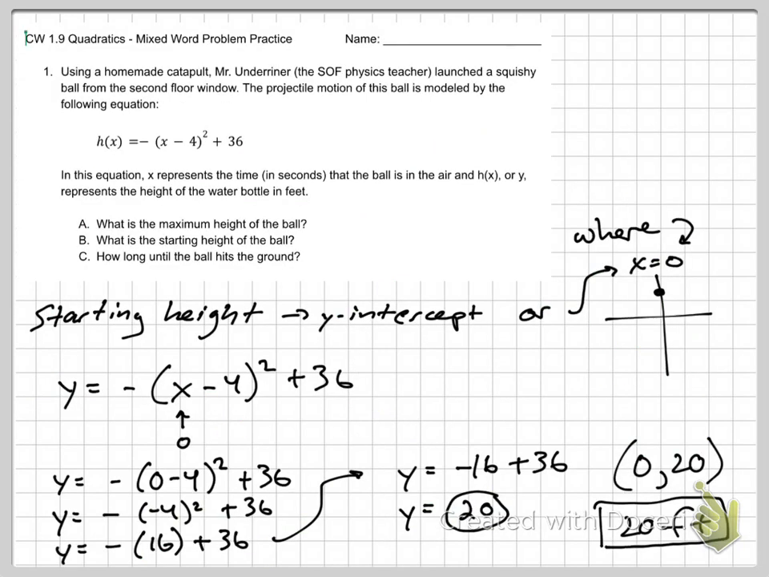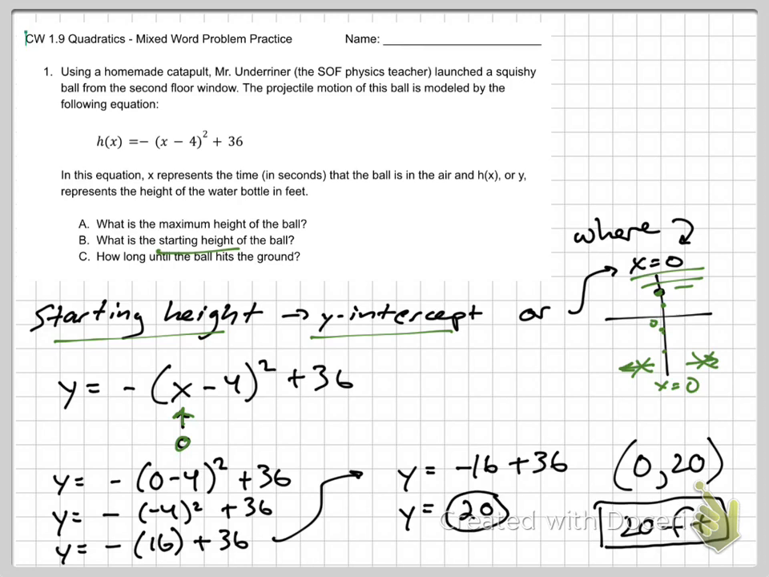Now, when it comes to starting height, we have to remember something, which is that starting height is the same as y-intercept. Y-intercept is where x equals 0. So in other words, this y-intercept, if it was here, or here, or here, all these points are where x equals 0 because we haven't gone to the right, we haven't gone to the left, we've stayed right at x equals 0. So we plug 0 in for x.